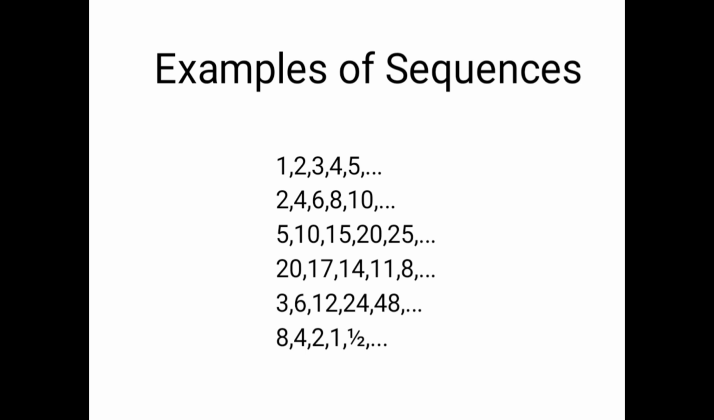Now, if you look at these sequences, you realize that some of them are proceeding by addition of certain values, like 5, 10, 15, 20, 25. You see that it's progressing by addition of 5. Some of them are progressing by subtraction, like 20, 17, 14, 11, 8. You see that they are progressing by addition of -3, or subtracting 3.